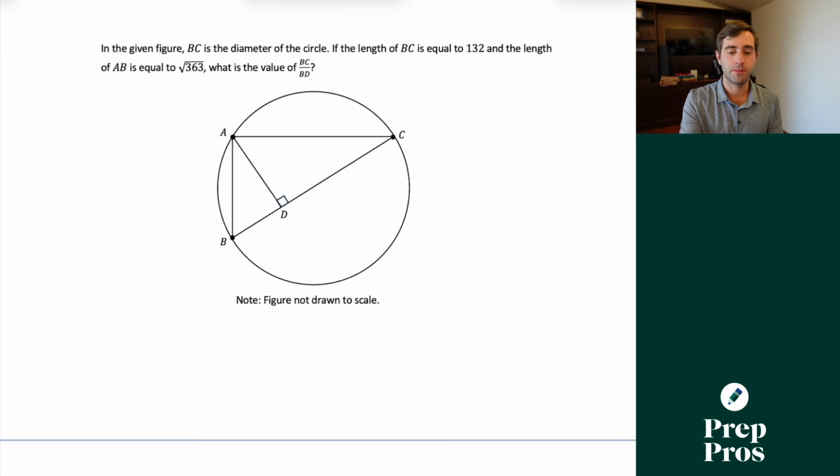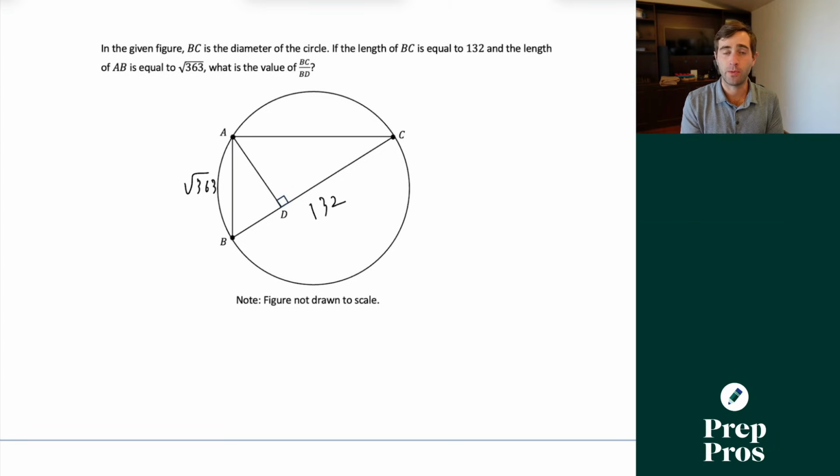So here we see BC is the diameter of the circle. The length of BC is equal to 132. The length of AB is equal to the square root of 363. What is the value of BC over BD?